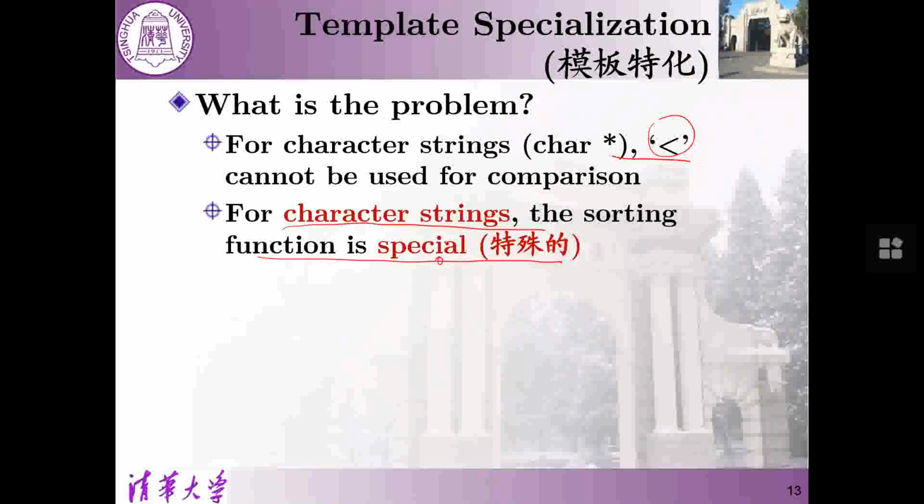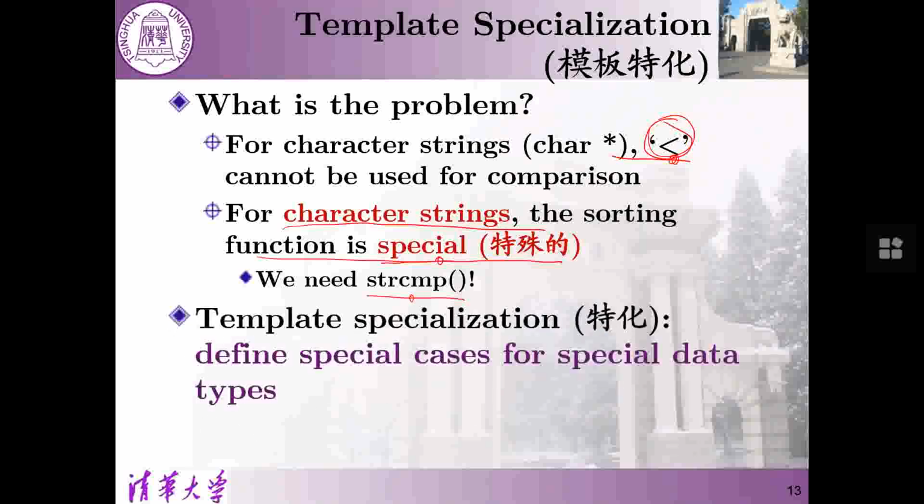Originally for other types, for general types, we can use this. However, for character strings, it is special. So we need to use strcmp, which will compare the strings by dictionary order. To solve this problem, we introduce template specialization. Template specialization is to define special cases for special data types.